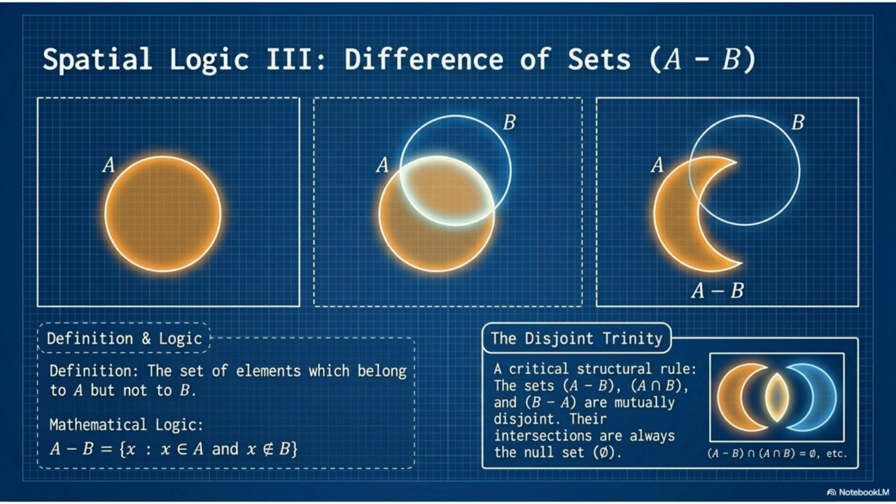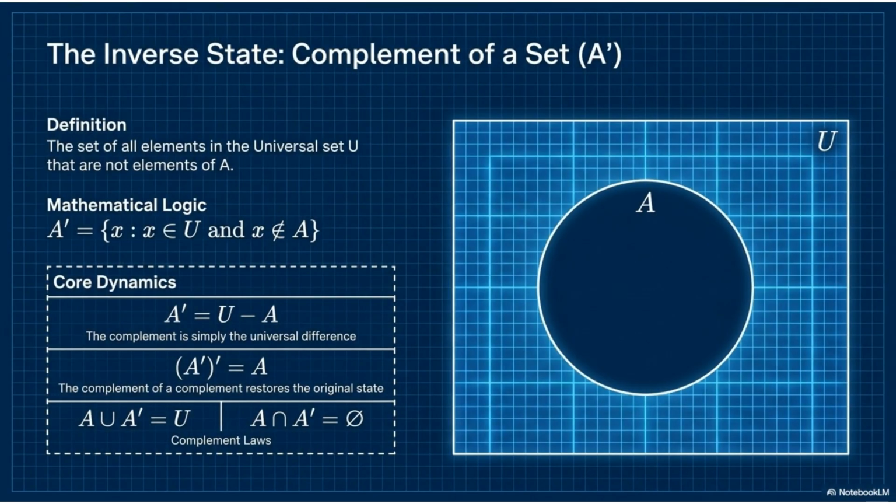The difference of sets, A minus B, identifies elements that belong to A but not to B. Together with intersection, these operations allow us to partition sets into distinct, non-overlapping regions. The complement of a set represents the inverse state, all elements in the universal set that are not in A. This operation highlights the relationship between a set and its surroundings.